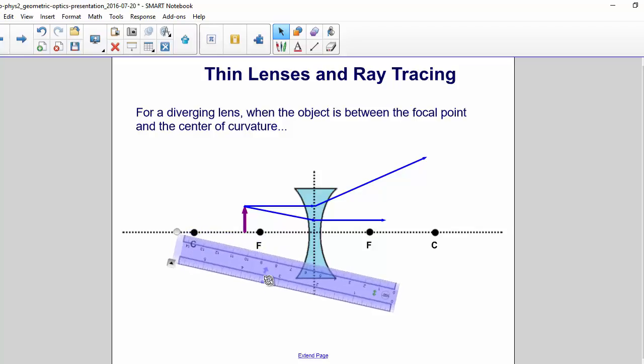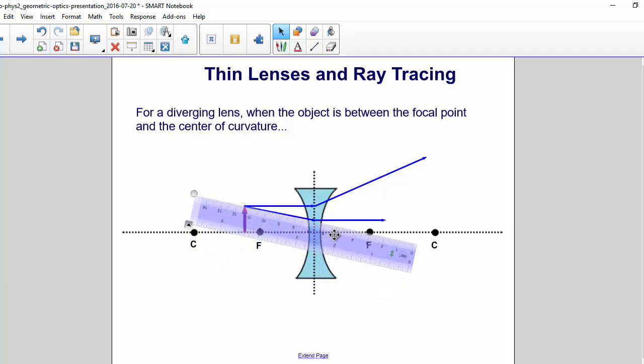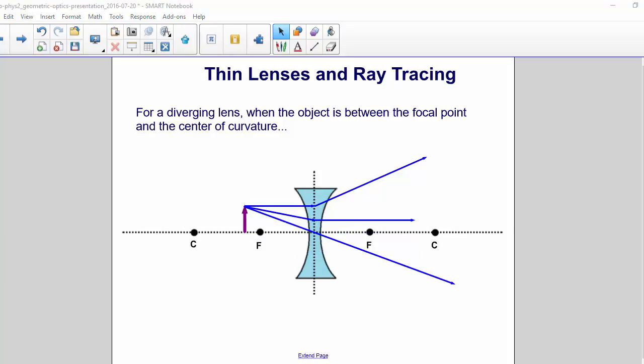Again, we need to line the ruler up with the top of the object and the focal point on the opposite side of the lens. The ray goes from the top of the object to the center of the lens and then diverges parallel. And the final ray goes straight through the center of the lens and is not diverged.